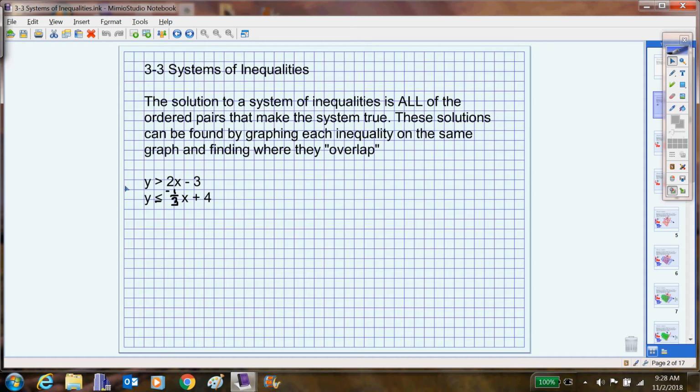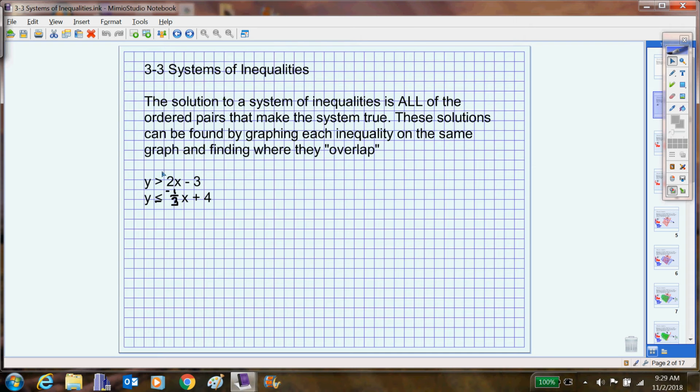So on here, this top one, y is greater than 2x minus 3. What can you tell me about what you think the process would be just for graphing this top one? What if it was an equals? What if it said y equals 2x minus 3? Yes. y equals mx plus b. Good. So we pretend it's an equals, but what's different about when we graph it, because it's a greater than?